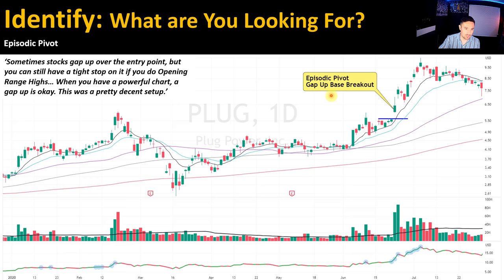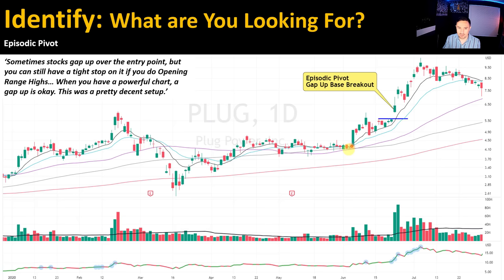So sometimes stocks gap up over the entry point, but you can still have a tight stop on it if you do opening range highs. When you have a powerful chart, so look at this setup here, is it a high tight flag? It's not far off a high tight flag. See this really nice tight trigger bar coming through in there?